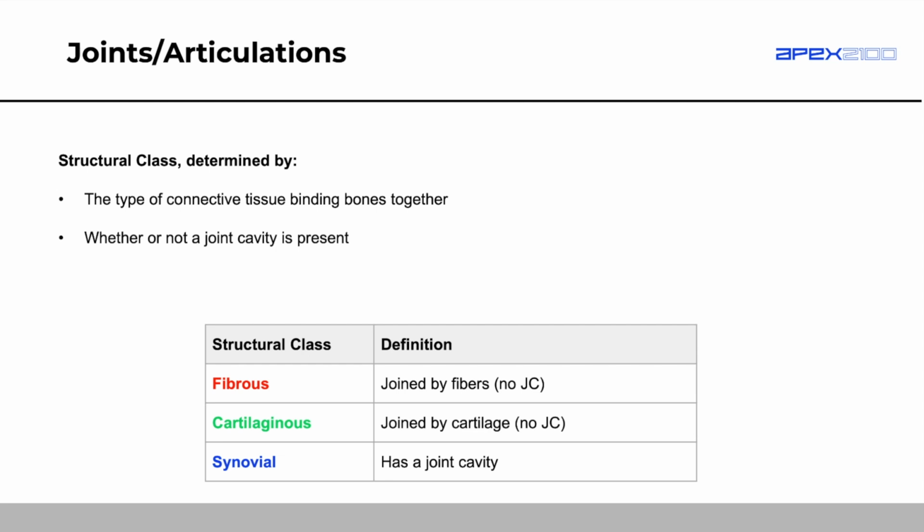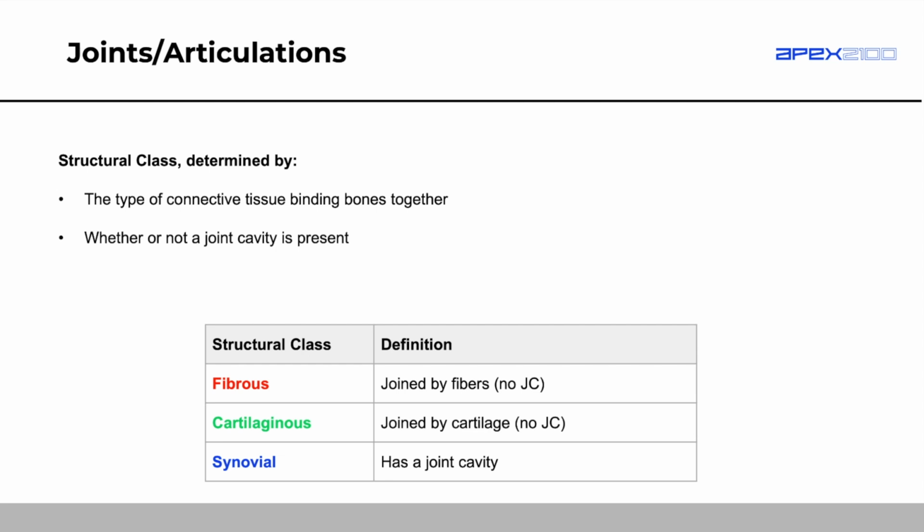And then lastly, a synovial joint, which are the main joints that we think about day to day. Our shoulder, our elbow, our hip, our knee are all synovial joints. They have fibers, they have cartilage, and they have a joint cavity. So fibrous joints is just fibers, cartilaginous joints is just cartilage, synovial joints is fibers, cartilage, and a whole joint cavity. And we're going to go over what that joint cavity looks like in just a moment. But firstly, let's talk through the different types of fibrous and cartilaginous joints.